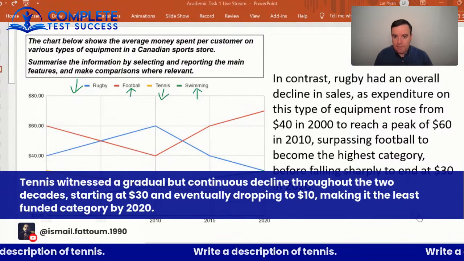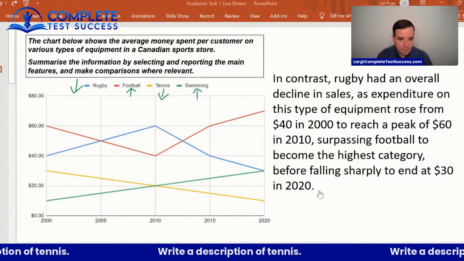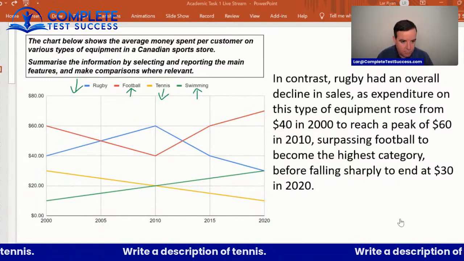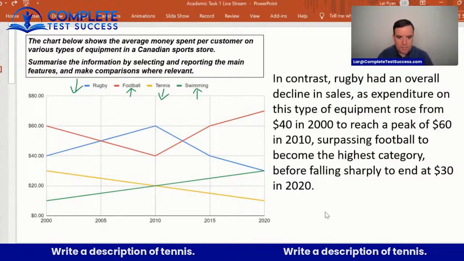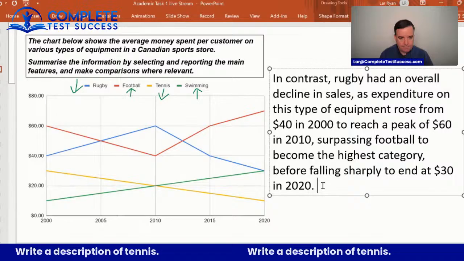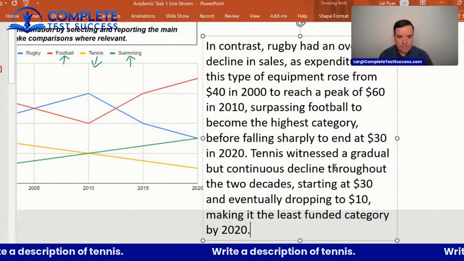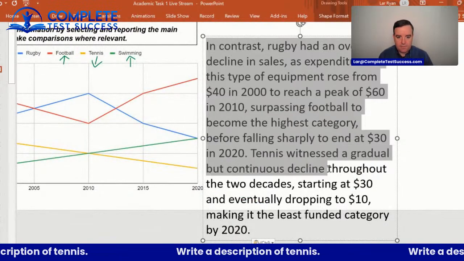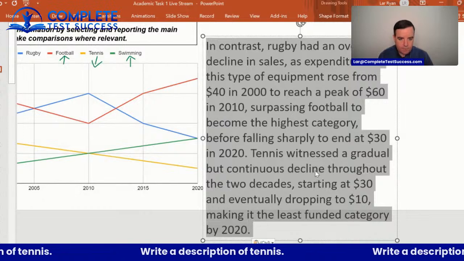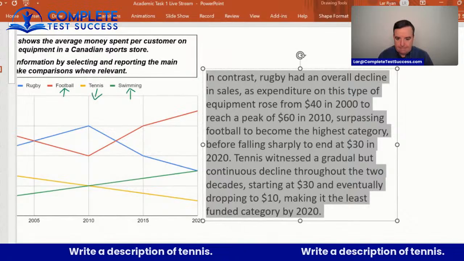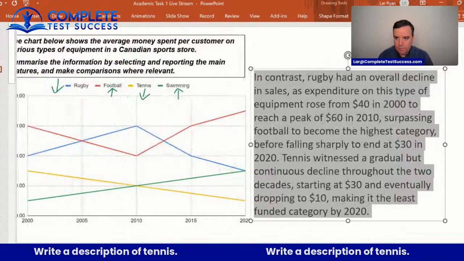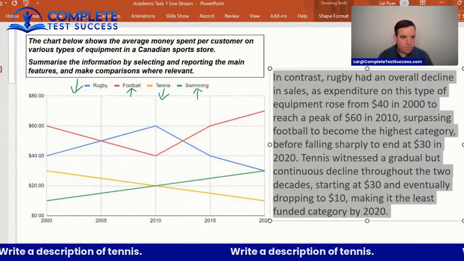Okay, and then Ismail, I believe you've written the full essay. I think everything on the screen is your work. All right, so this is the last bit here. Tennis. I'm going to have to make this all a bit smaller now. Just give me a moment to get myself organized here. Okay.